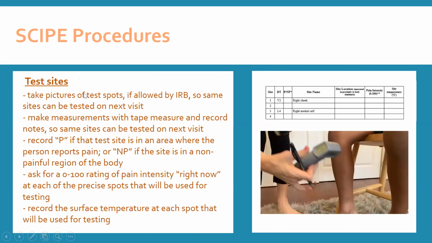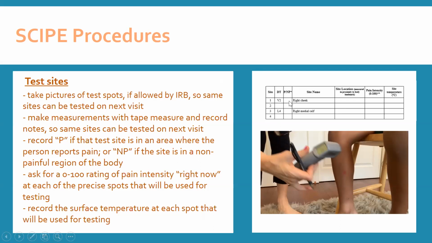Then, once we choose the test sites and we've written them down here, we might want to take pictures, as I've said, of the test spots. If you're not going to take pictures, and even if you do take pictures, you might want to make a measurement with the tape measure and record notes. You definitely want to record where the site is, particularly for site number 2 and site number 4, because we've predefined where site number 1 and site number 3 are going to be.